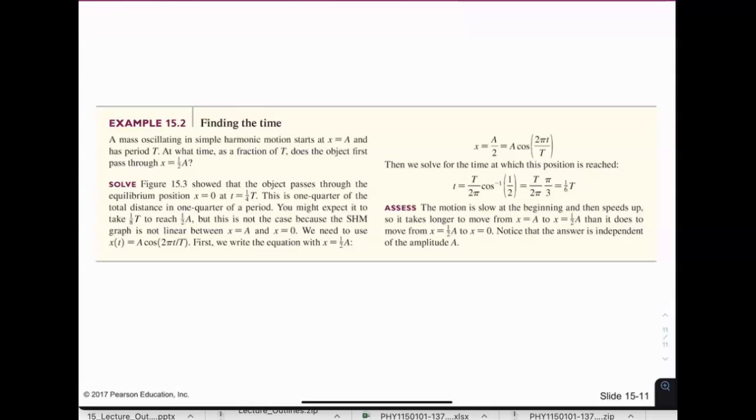When we assess this example, we note that the motion is slow at the beginning and then speeds up, so it takes longer to move from x equal A to x equal 1/2 A than it does to move from x equal 1/2 A to x equals 0. Notice that the answer is independent of the amplitude. And that concludes this video.